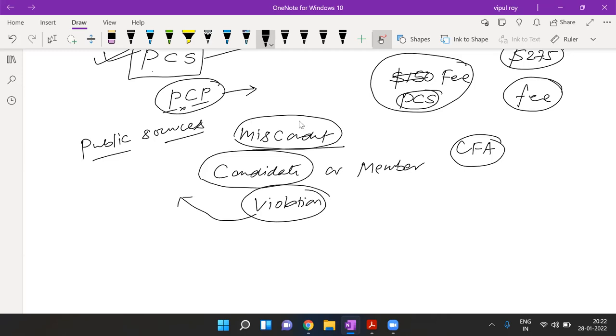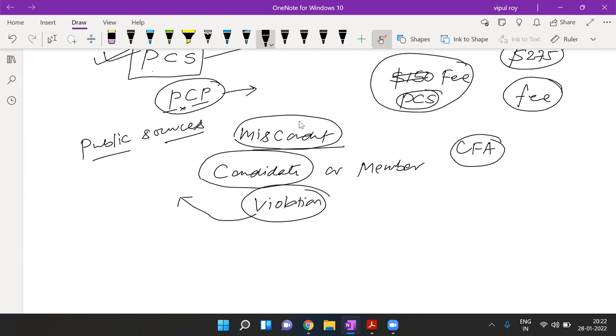Now, once the inquiry is over, what will be the outcome? Maybe they'll take no disciplinary action against you because they didn't find any evidence, or they can issue a cautionary letter that in future you should not be doing such things, or they can discipline the member or candidate if they find that it's a severe violation. In that case, they can revoke your membership or debar you from appearing in the CFA program.